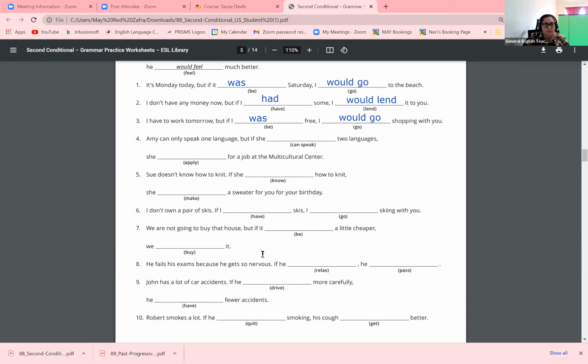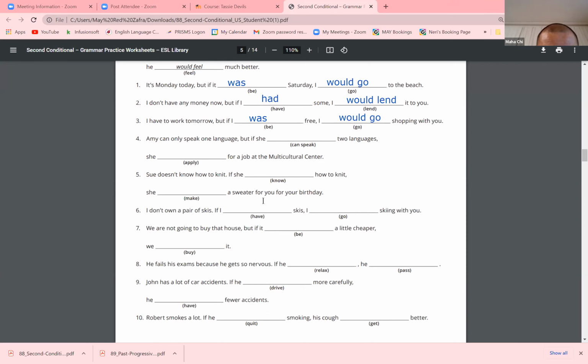Next, can I hear it from Mahachi? Number 4. Amy can only speak one language. But if she can speak 2 languages, she would apply for a job. Okay, keep going.